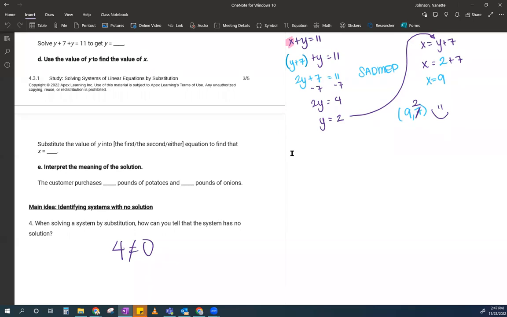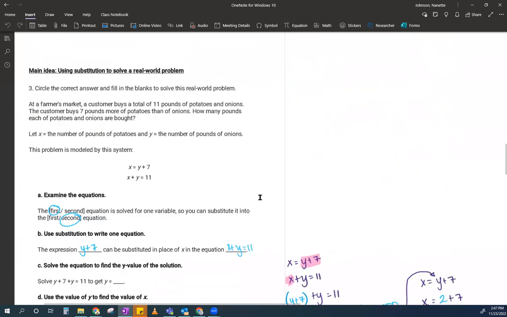The next thing is, for substitution, always take a look at your equations first and decide if there's a faster way to solve, because you're paying attention to the fact that they gave you some really good information. Like here, X is equal to. So find that first. Hope that makes sense.